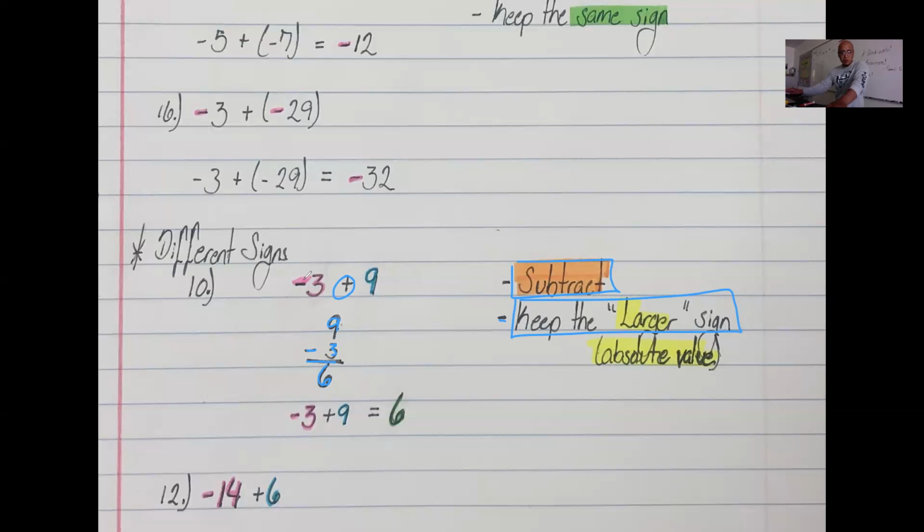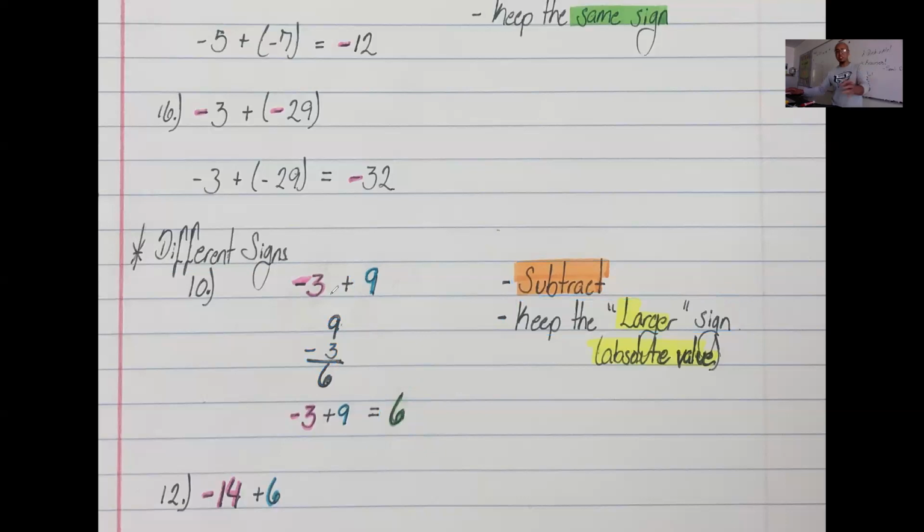So here we have 3 negatives and we have 9 positives. Obviously we have more positives, so my answer is going to be not only 6, but it's going to be positive 6. Okay, so we're going to keep the larger sign. Between -3 and positive 9, positive 9 has the bigger absolute value. So my final answer is going to be positive.